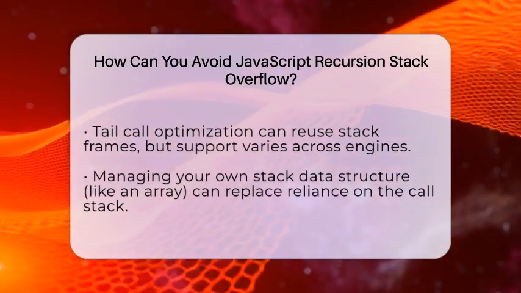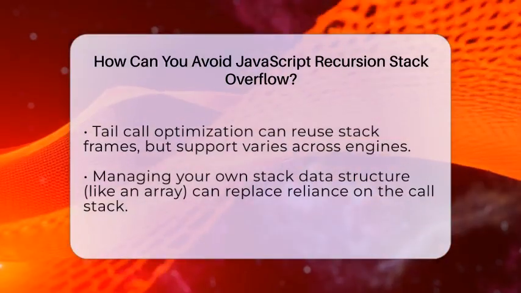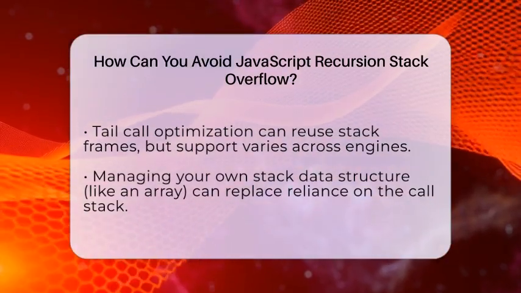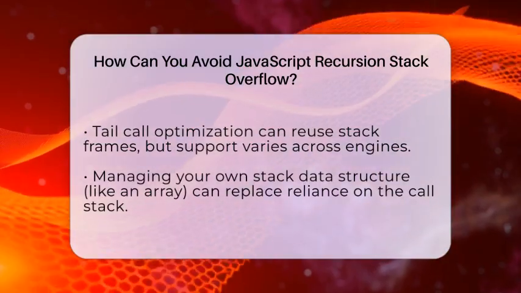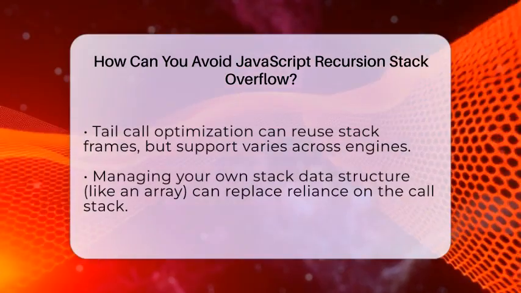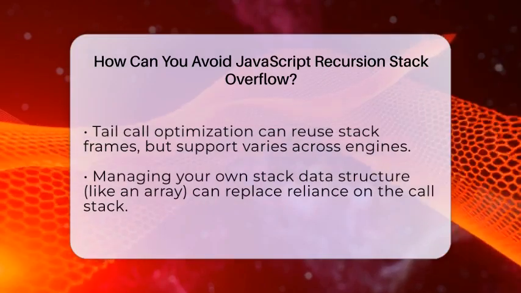Some JavaScript engines support tail call optimization. This means if your recursive function is written in tail recursive style, the engine can reuse the current stack frame instead of creating a new one. This can help avoid overflow, but support is not universal.